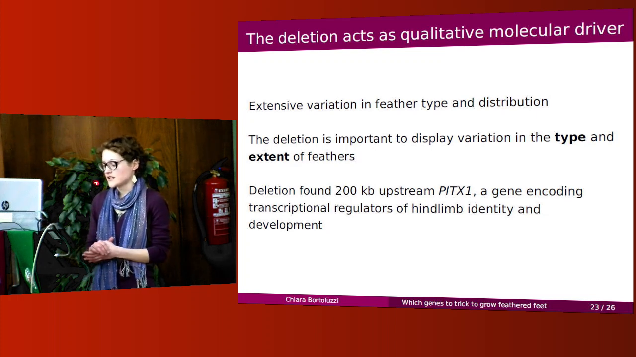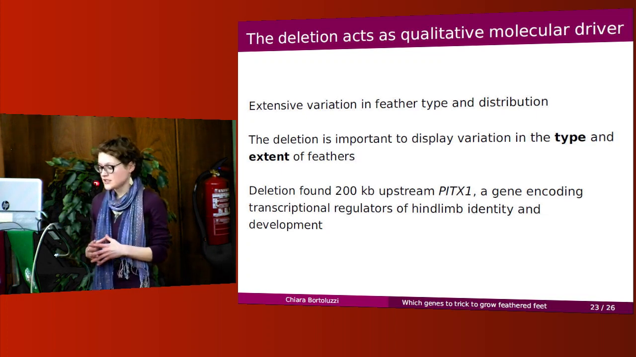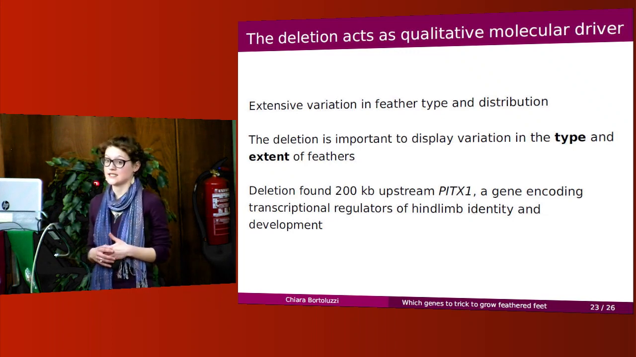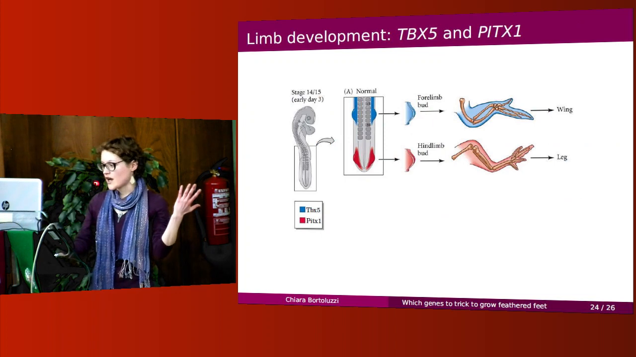And the other thing is that this deletion was found 200 kb upstream of PITX1, which was not found within our peak, but is a very interesting candidate gene because it is involved in hind limb identity and development, not only in vertebrates, but also in mammals. And this is how it works.